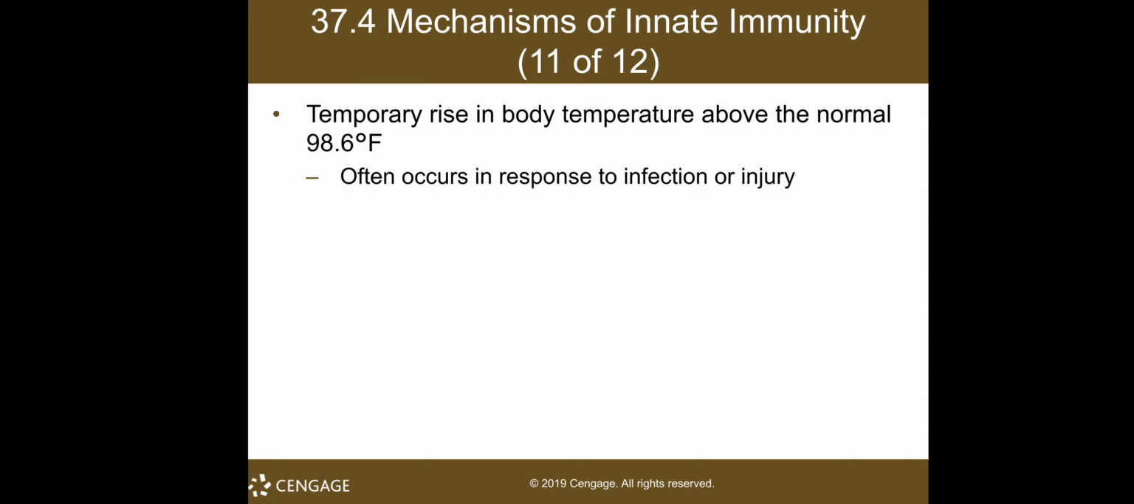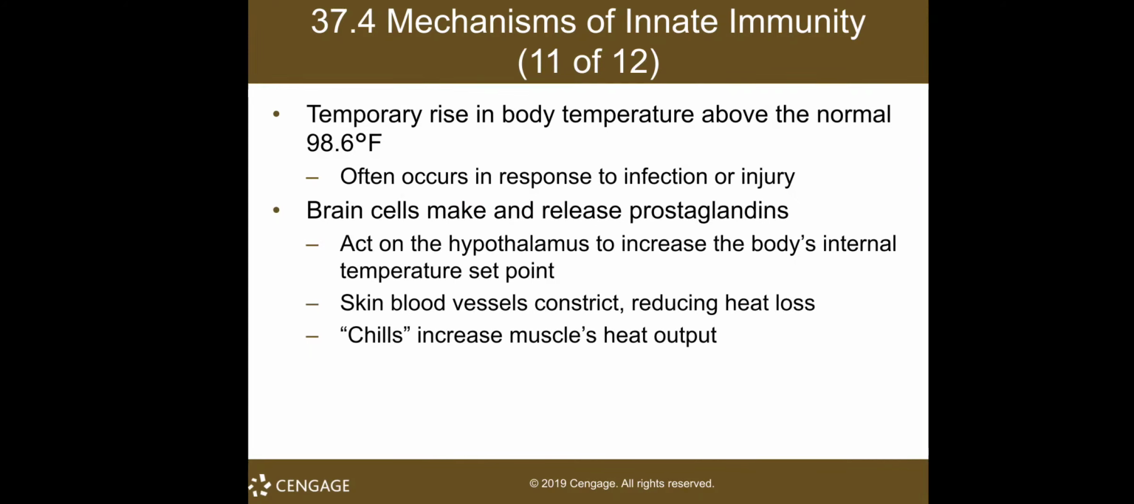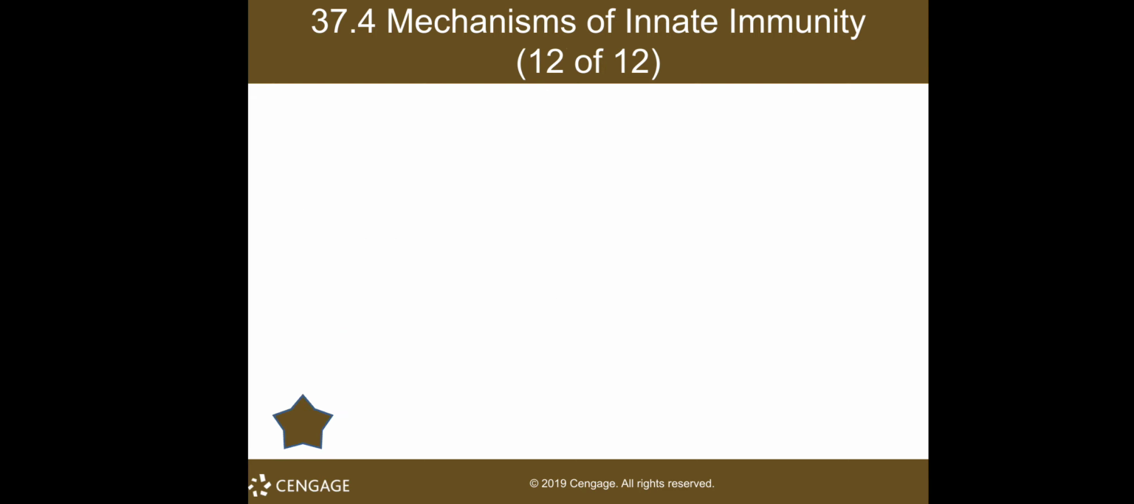There's also a temporary rise in body temperature above normal. It often occurs in response to infection and injury. This rise in temperature also helps kill off the organism. Brain cells make and release prostaglandins. These prostaglandins are types of signaling molecules. They act on the hypothalamus to increase the body's internal temperature set point. The skin blood vessels constrict to reduce heat loss. You will sometimes experience chills to increase the muscle heat output. Although chills are a bit rare, except during really fever-inducing inflammations.